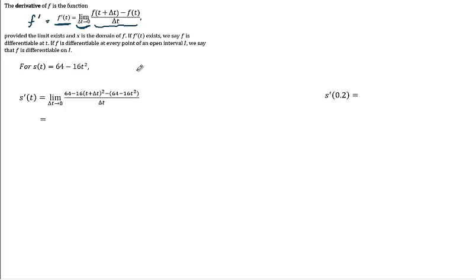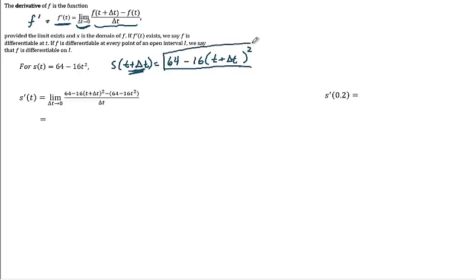I need this f of t plus delta t. So s of t plus delta t. That's usually the hardest part for students. We went over function composition in chapter 1. And what we did was we said 64 minus 16 times whatever we want to put inside of our function. In this case, for t, we want t plus delta t, because that's what we were given to put inside there.